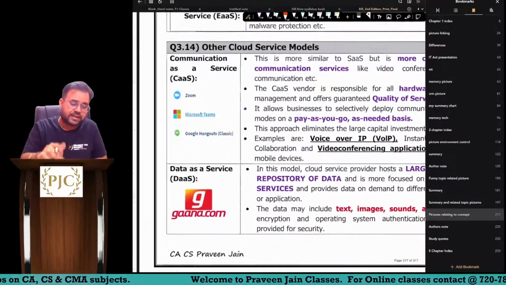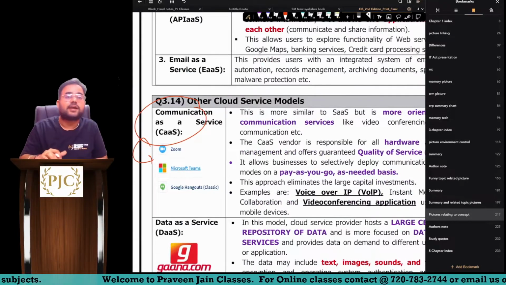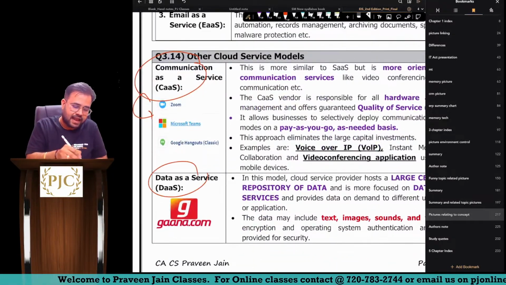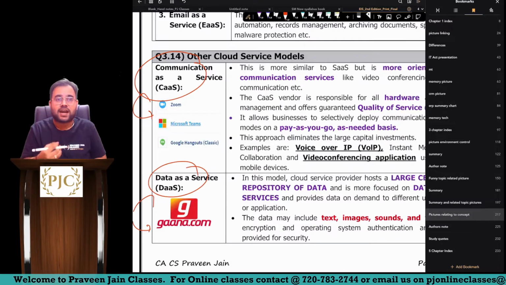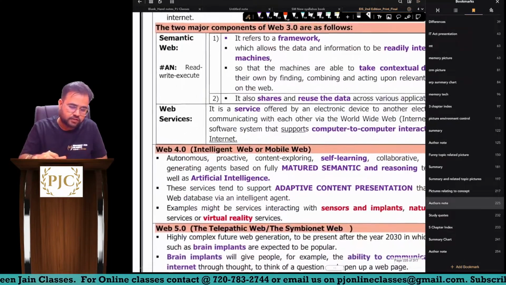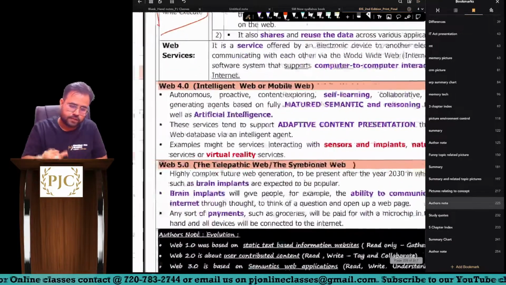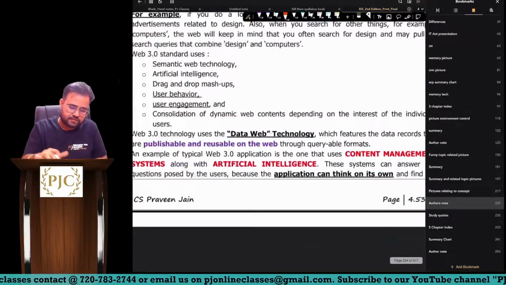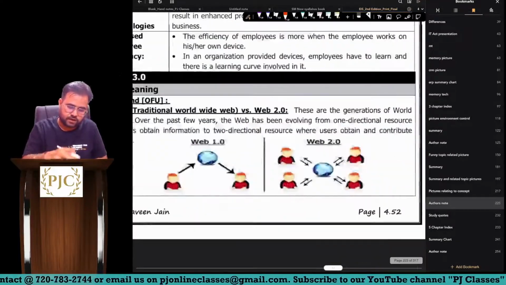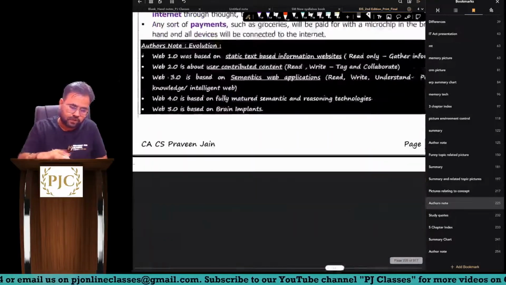So pictures relating to the concept. For communication as a service, we have incorporated the Zoom diagram. For data as a service, we have incorporated Ghana.com. Right? So it serves the purpose. Similarly, author's notes are there. Semantic web means read, write, execute. Similarly, you can find author's notes.